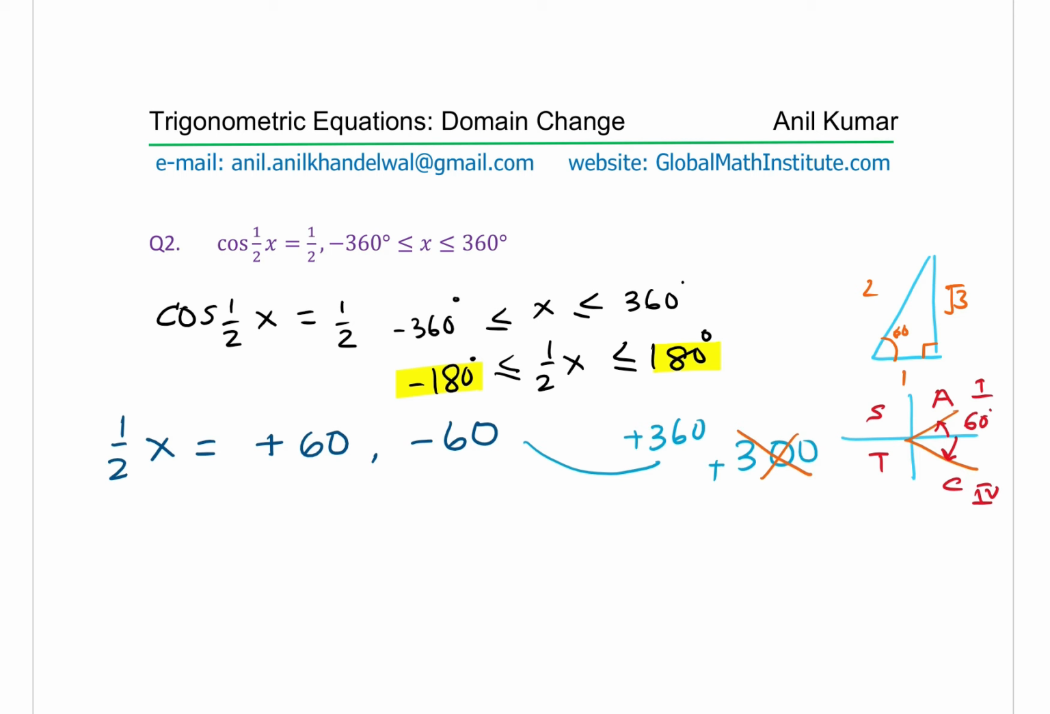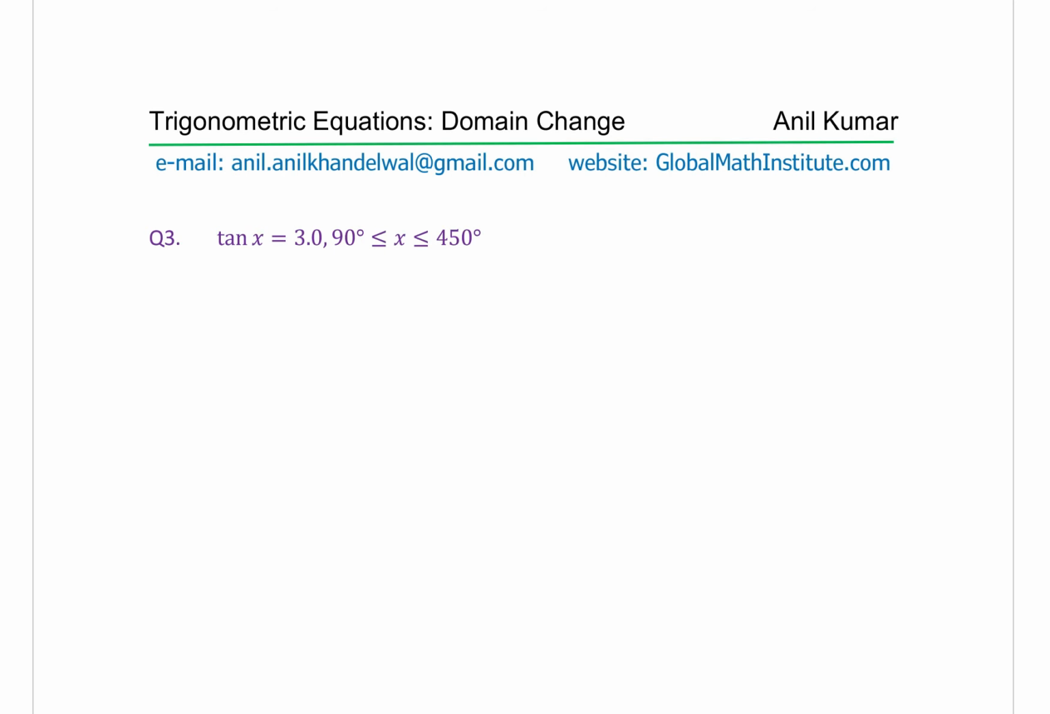So if half of x is plus 60 and minus 60, what is the value of x? X will be 2 times these values, so it'd be plus 120 and minus 120 degrees. It's good to write degrees, right? So we have our answer here, and that is x equals plus minus 120 degrees. Clear? So that is how we can easily get our solution. So I hope the steps are absolutely clear. Correct?